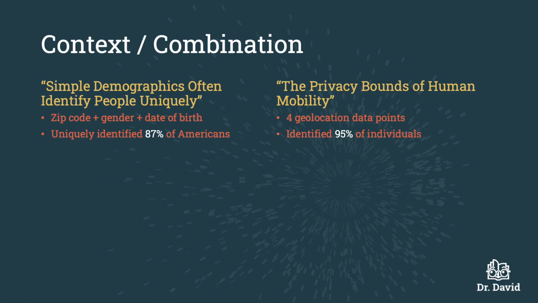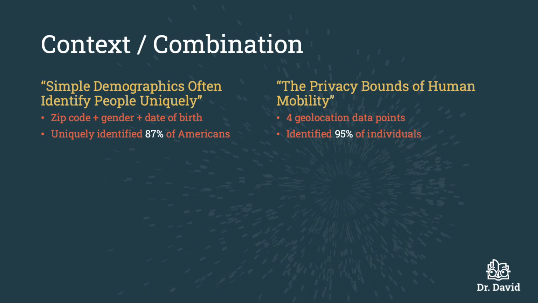So again, when you think about it, a zip code on its own is not going to identify an individual. Gender on its own is not going to identify an individual. Date of birth on its own, again, is not going to identify an individual. But when you take those three data elements and combine them, then 87% of the time, again, this was about 20 years ago, researchers are able to identify the specific individual.